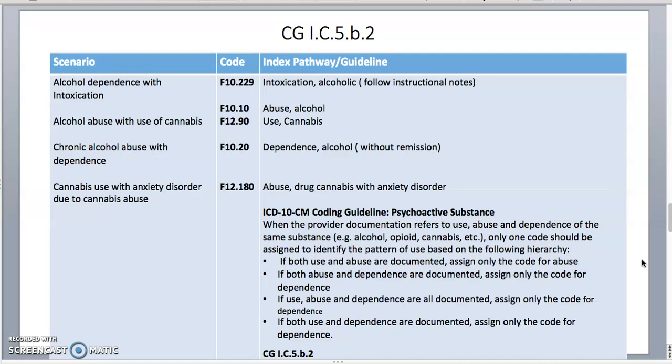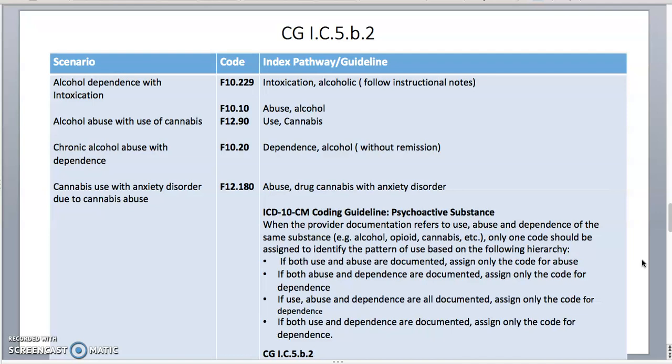Our next case, chronic alcohol abuse with dependence. In this case, we'd only need to code the dependence based on the hierarchy chart, and our code would be F10.20, and our coding path would be dependence, alcohol.